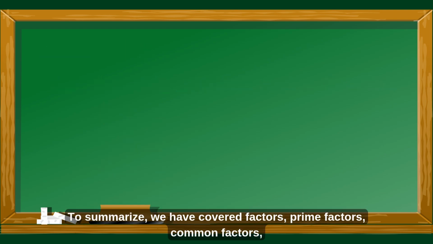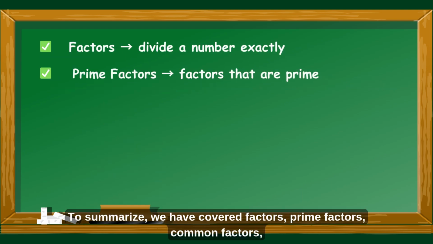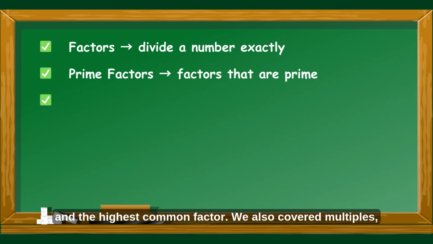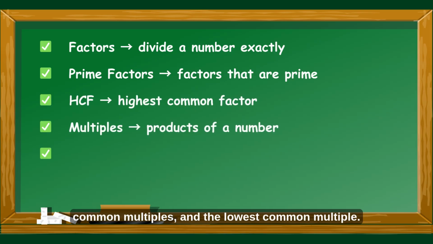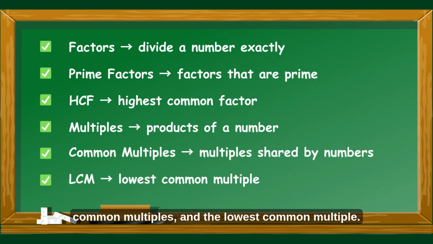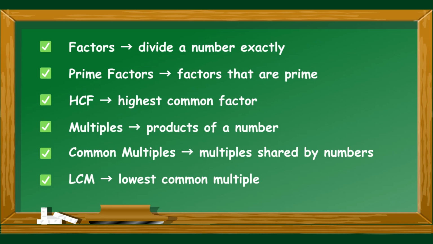To summarize, we have covered factors, prime factors, common factors, and the highest common factor. We also covered multiples, common multiples, and the lowest common multiple. By understanding these concepts, we can solve a variety of mathematical problems more easily.